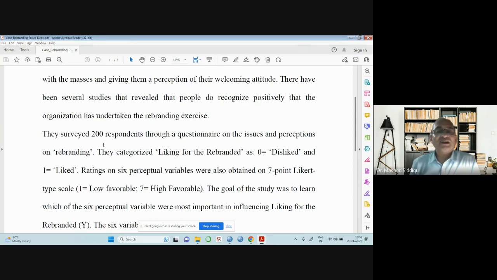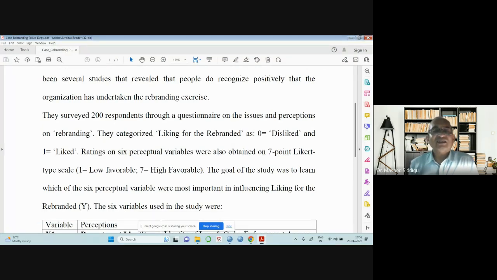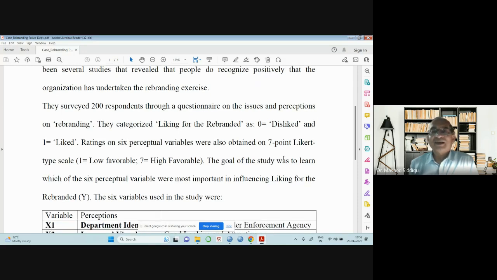What is the first question they asked? A logo is being shown and it is being asked whether you like the logo or not. So there are only two options, 0 or 1. If they like it, they will write 1. If they don't like it, 0. So overall liking is a categorical variable, and rating of these 6 perceptual variables was obtained on an extended Likert scale. The goal of the study is to learn which of these 6 perceptual variables were most important in influencing the liking of the rebranded logo.